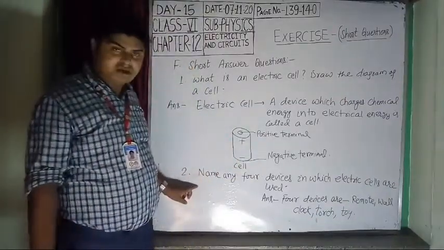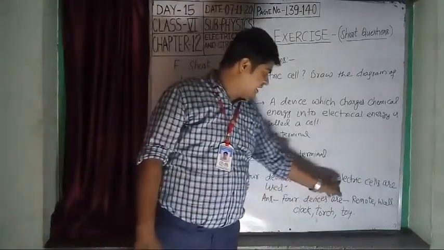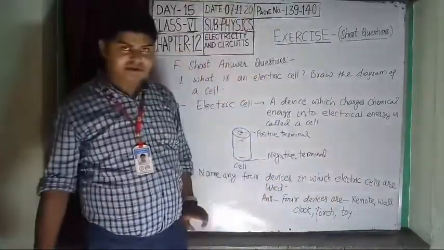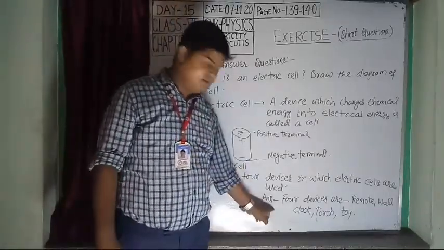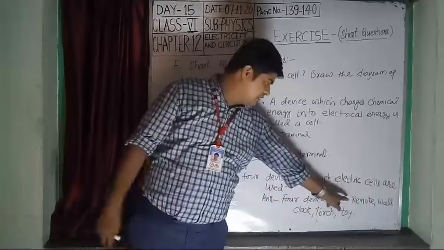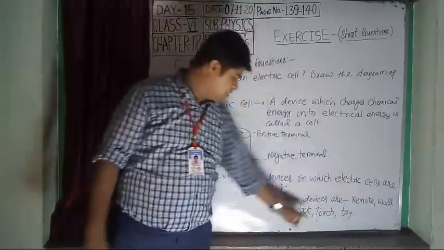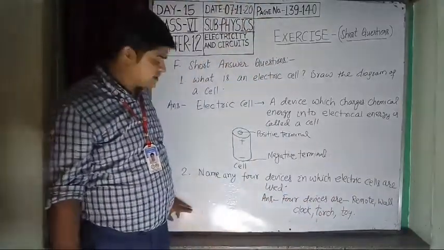Now let us see question number 2. Name any 4 devices in which electric cells are used. That means you have to say 4 things where electric cells are used. Answer: the 4 devices are TV remote, wall clock, torch and toy.